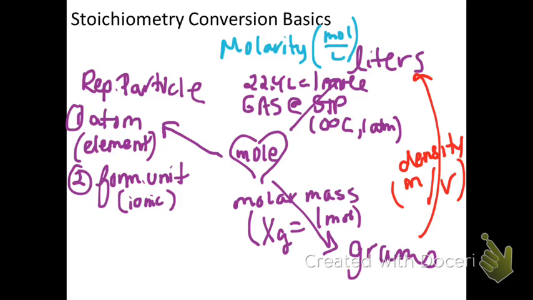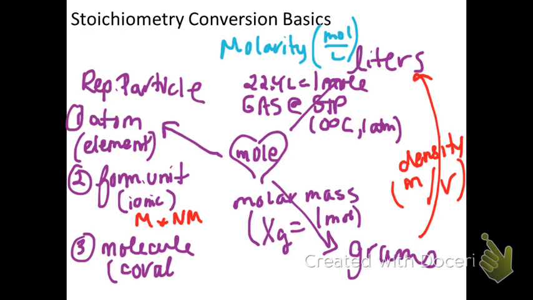Recall, in a previous presentation I told you that an ionic compound is made up of a metal and a nonmetal, or it may have a polyatomic in place of one of those. The third unit is the molecule. The molecule is the representative particle for a covalent compound, and covalent compounds are made up entirely of all nonmetals. What representative particle you use depends on what type of compound or element is mentioned in the problem, so make sure you pay attention as we go over them.